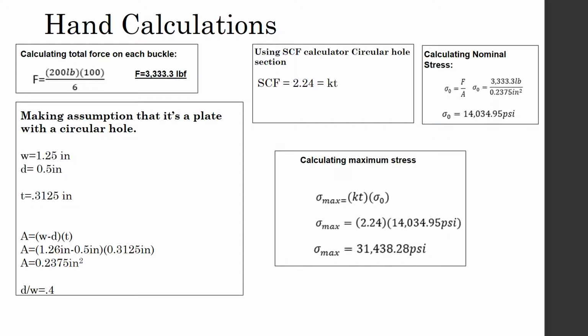The first part being the circular hole with the following width and diameter and thickness. From that, we get our area, and using an SCF calculator, we calculated a KT of 2.24. After that, we find our nominal stress using the force that we calculated over the area of the circular hole section. After obtaining that, we can get our maximum stress at the bolt hole section, which we got to be 31,438.28 psi.